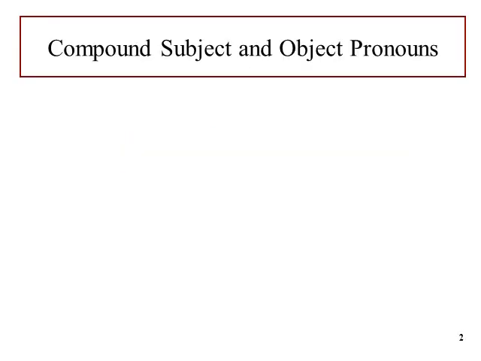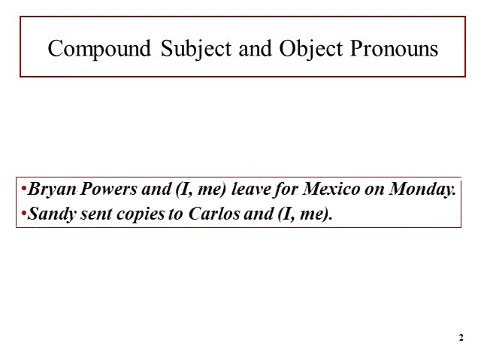First, let's talk about when we have compound subject or compound object pronouns, meaning when we have the choice between things like you or I, or us or them, or how do we choose which is correct? Let's take a look at a few examples. Would we say Brian Powers and I, or Brian Powers and me leave for Mexico on Monday? Hopefully that one's easy. That is a compound subject, and you should know the answer is Brian Powers and I leave for Mexico on Monday.